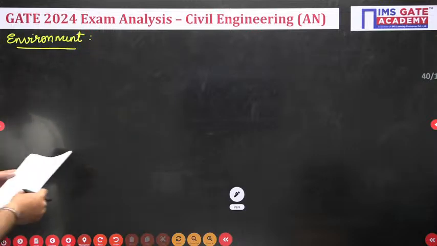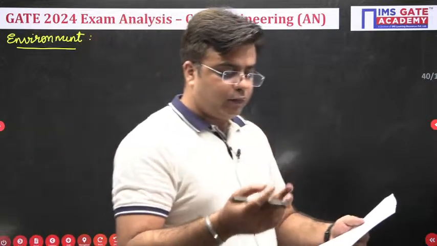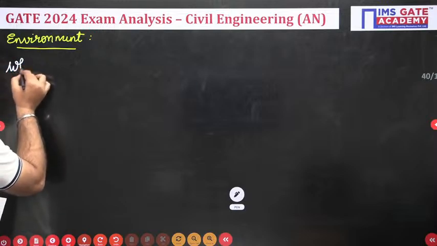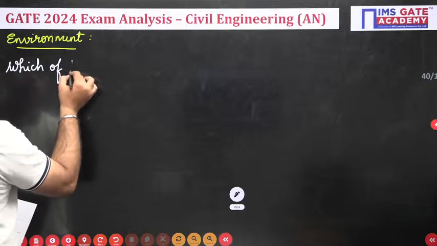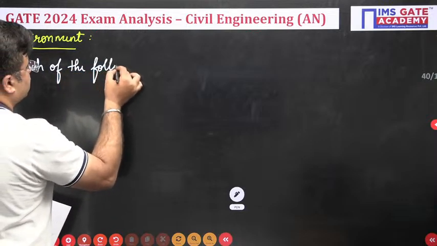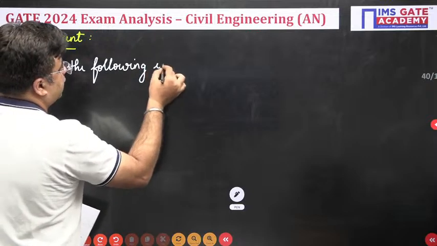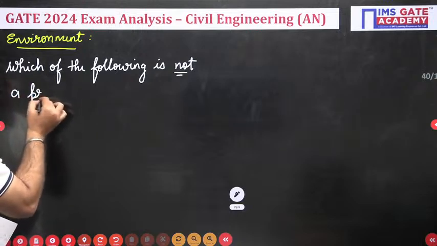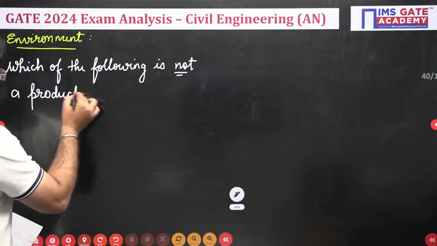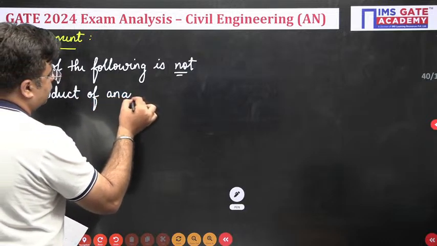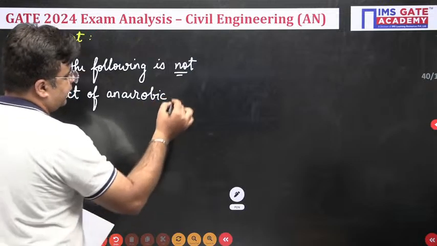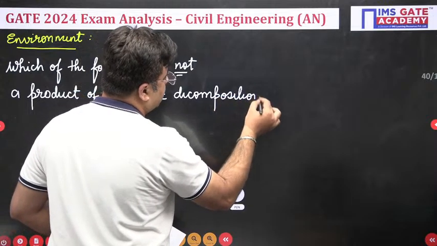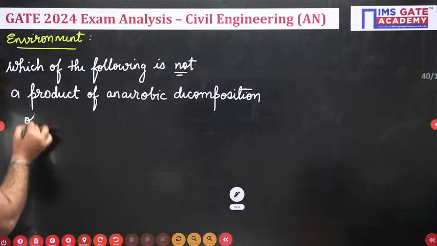And this question says, which of the following is not a product of anaerobic decomposition of glucose?